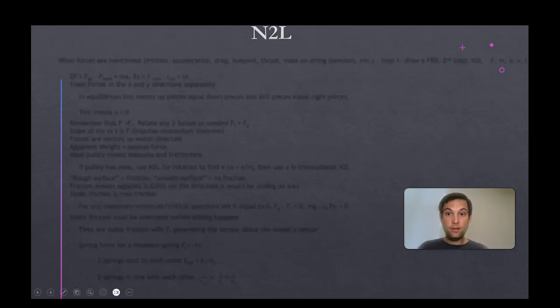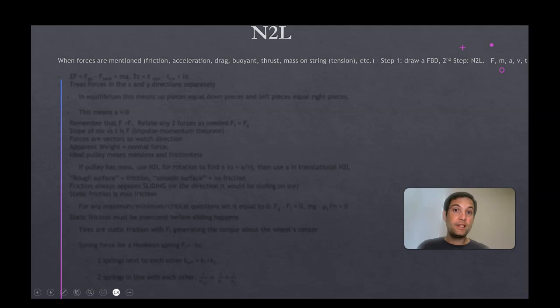On to Newton's second law. And Newton's second law is useful whenever we notice any of our hints that we're dealing with a force problem. Whether that's a force being explicitly mentioned, like friction or drag or thrust or springs, anything like that, we have a set method that we're going to use to solve these types of problems.